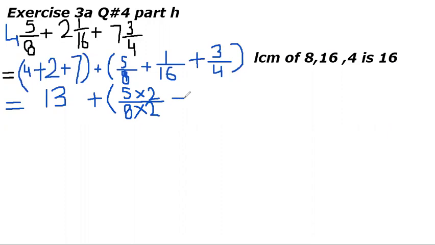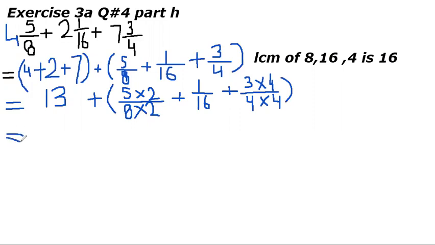Now the next fraction is 1 upon 16. The denominator is already 16, so we need not multiply it with any number. Next, 3 upon 4. I need to change 3 upon 4 into an equivalent fraction with denominator 16. So 4 multiplied by which number gives us 16? 4. 4 times 4 gives us 16. We have to multiply 4 in the numerator also.